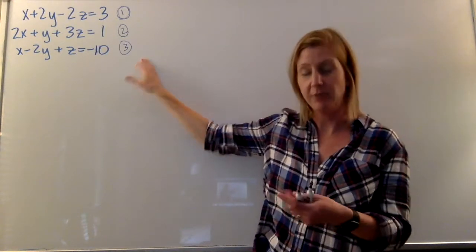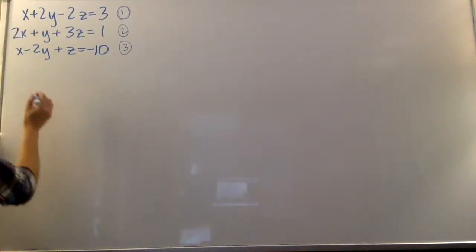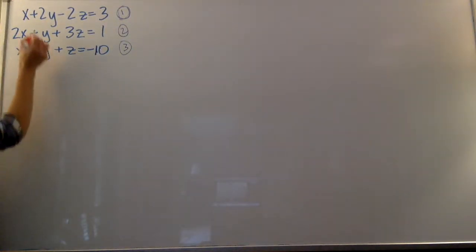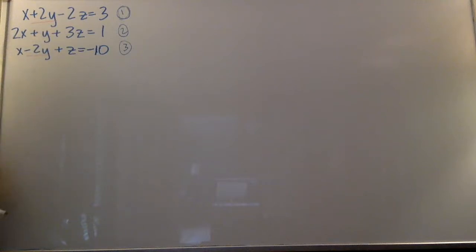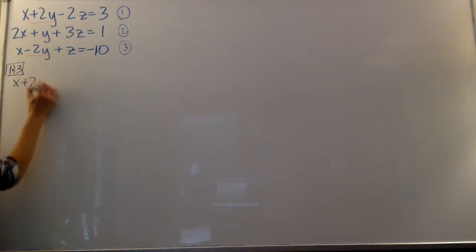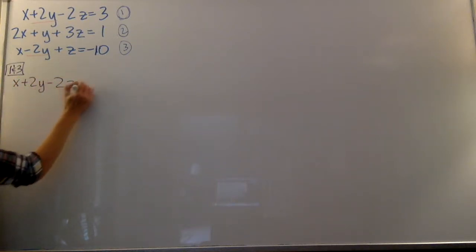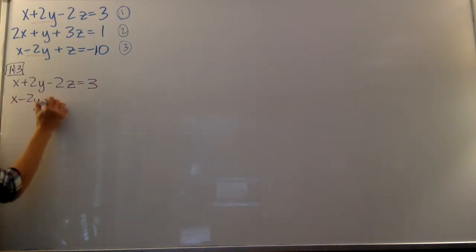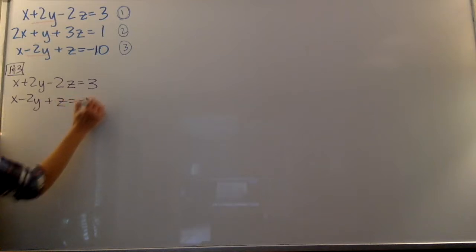I'm going to use 1 and 3 for my very first one, because in 1 and 3, I have this negative 2y and positive 2y. Those are additive inverses, so when I put them together, they're going to go away for me. So here's 1 and 3, and I'm going to write those down. We've got x plus 2y minus 2z equals 3, and x minus 2y plus z equals negative 10.